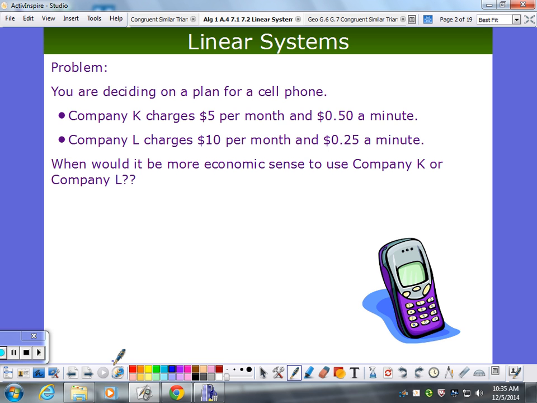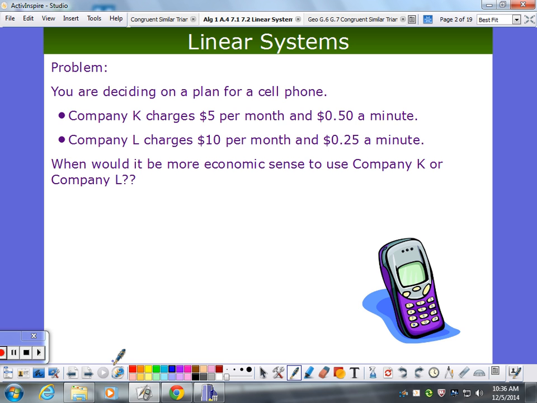Company K, what I'm calling them, they charge you $5 a month for your cell phone, but then if you use it, 50 cents a minute. So every month you have to pay $5 no matter what, and then when you use your phone, they charge you 50 cents a minute. Company L is charging you more a month. They're charging you $10 a month, so that's more. So first you wonder, do I want that one? However, they're only 25 cents a minute, so they're charging you less per minute.